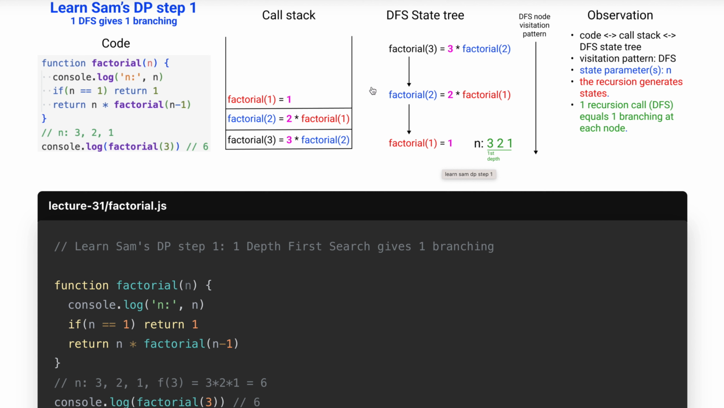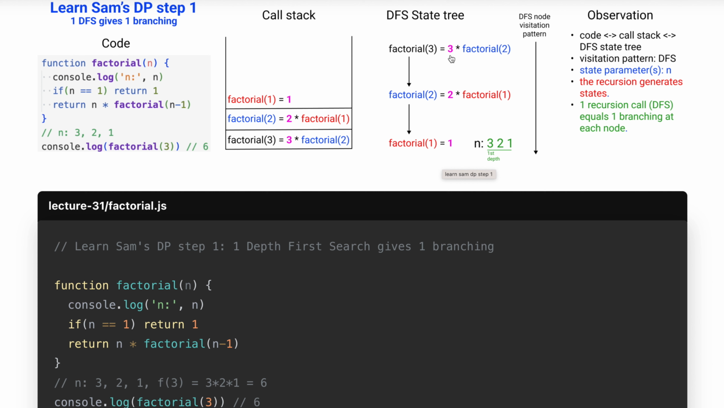So to summarize our observation here, we have the relationship between the code with the call stack and the depth first search state tree. That is, if we only have one recursive call, at each node of our state tree, we only have one branch. And when the function runs, the call stack runs. The tree is a symbolic image of what's happening in the call stack. And when the tree starts branching, it generates states. You can think of a state as a node of the tree.